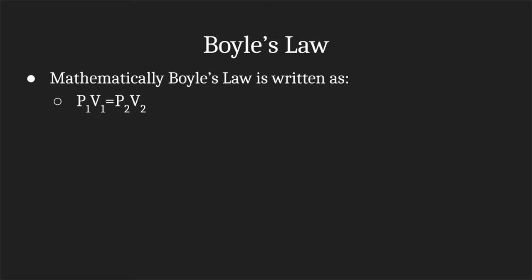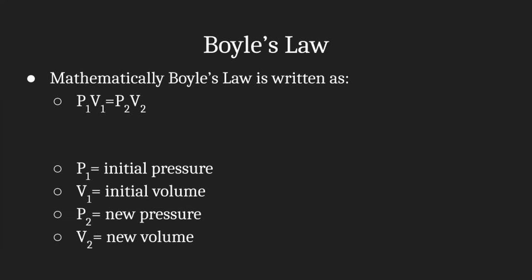Now we're going to mathematically work with Boyle's law. And the equation for Boyle's law is written as P1V1 equals P2V2, where P1 is the initial pressure, V1 is the initial volume, P2 is the new pressure, and V2 is the new volume. So our equation is that the initial pressure times the initial volume has to be equal to the new pressure multiplied by the new volume. Let's try some examples with this.